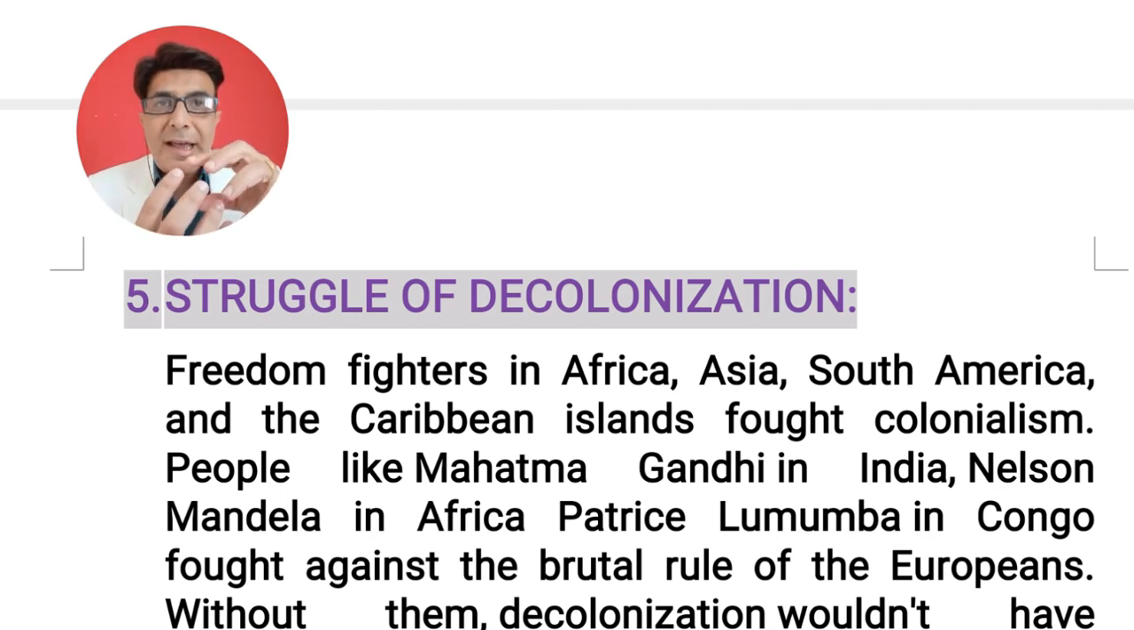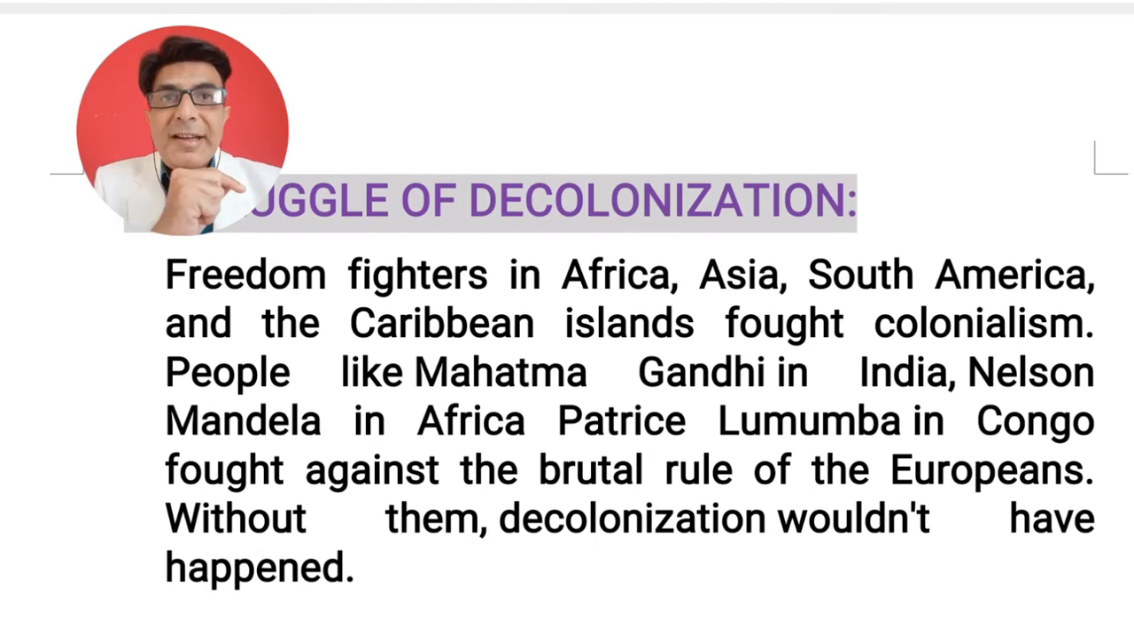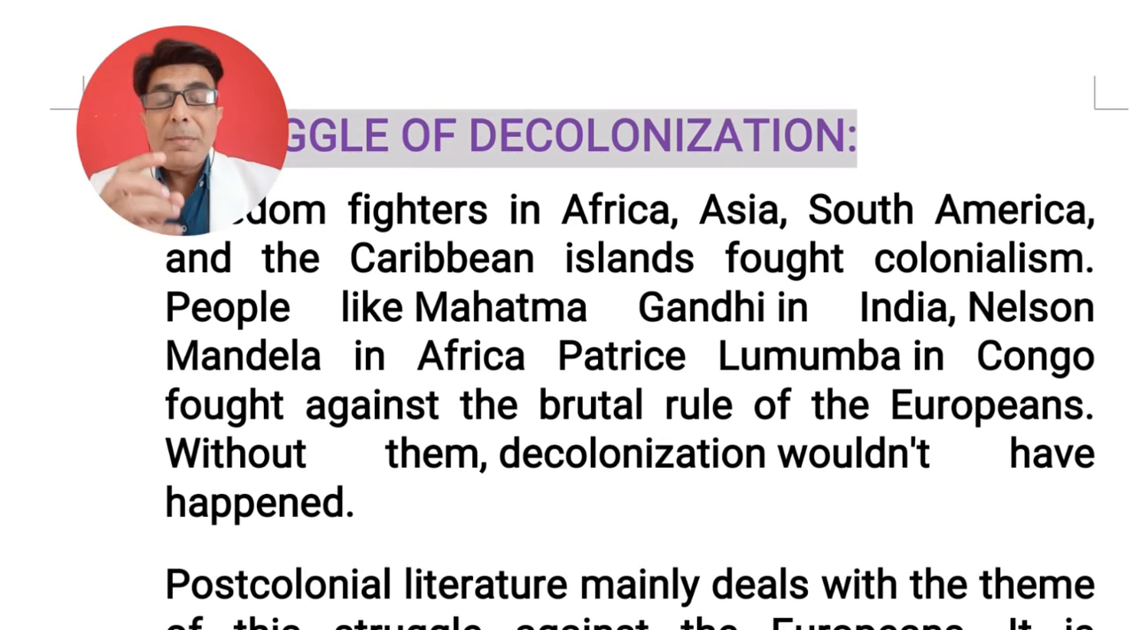India, Africa and other countries were colonized by the Britishers, right? They were captured by the Britishers. Now, in the process of getting independence, there were hundreds and thousands of freedom fighters in each country, in each colony. They were fighting to get independence, fighting against the Britishers and other Europeans. Like Mahatma Gandhi in India, Nelson Mandela in Africa, Patrice Lumumba in Congo.